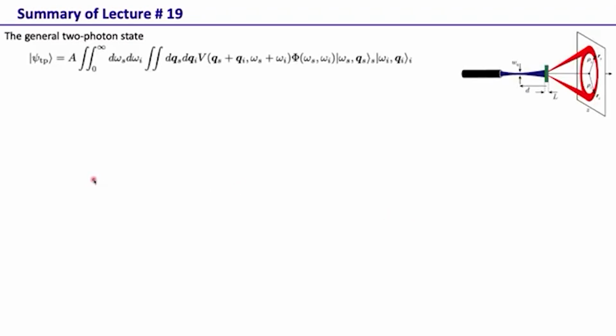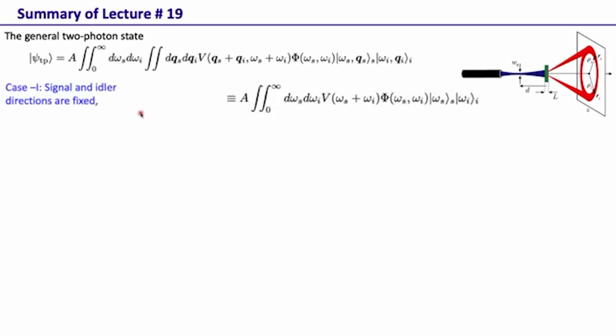Before we get started, let's look at what we did in lecture number 19. In lecture number 19, we derived the general two photon state, including the frequencies and the spatial frequencies, so that this state is applicable not only for the temporal two photon interference but also for the spatial two photon interference effect. So this is the general two photon state that we derived in the last lecture, and we looked at the two special cases of this.